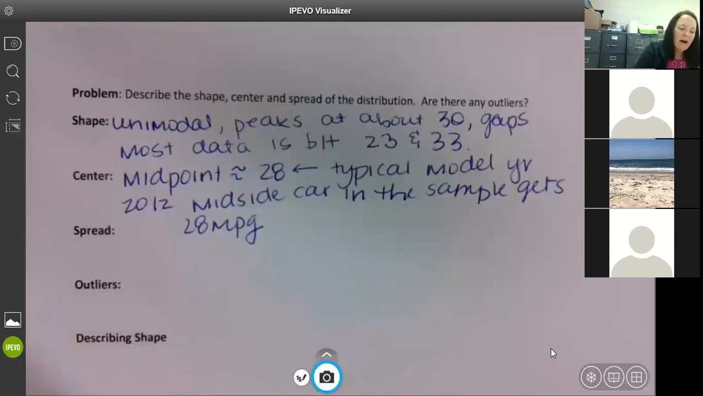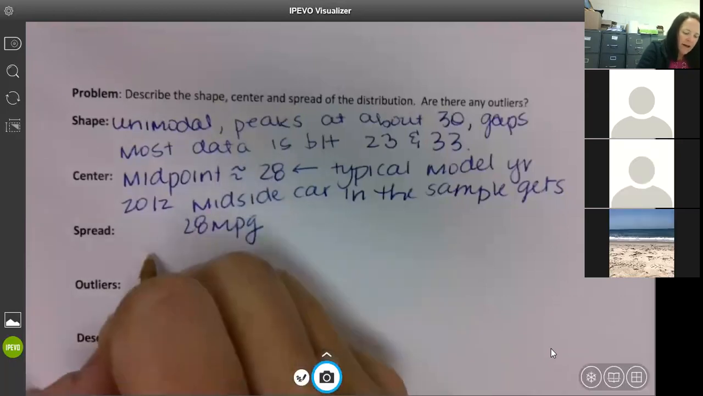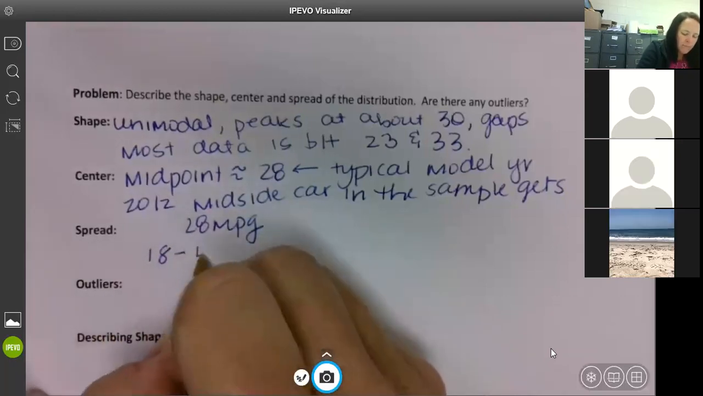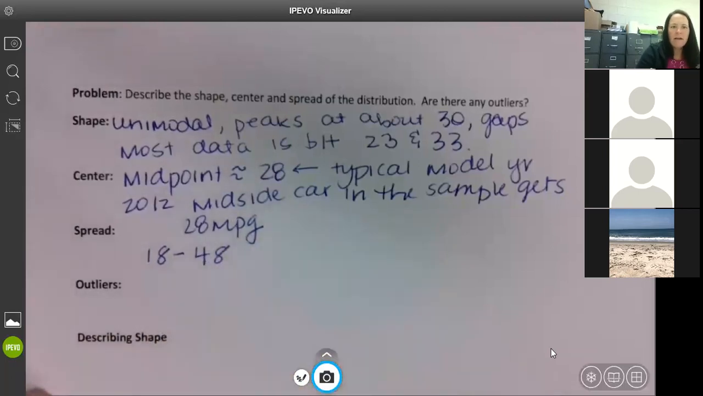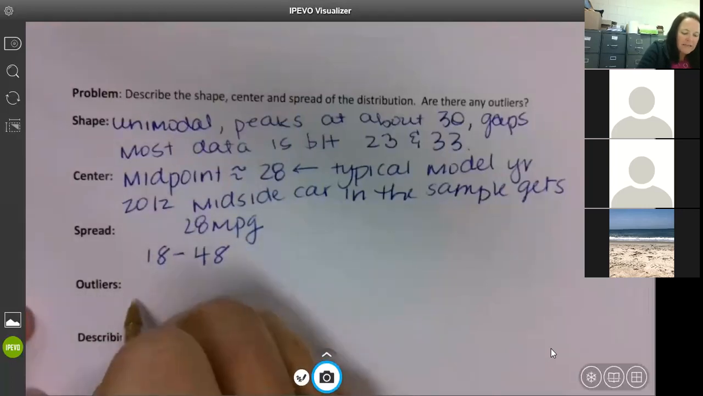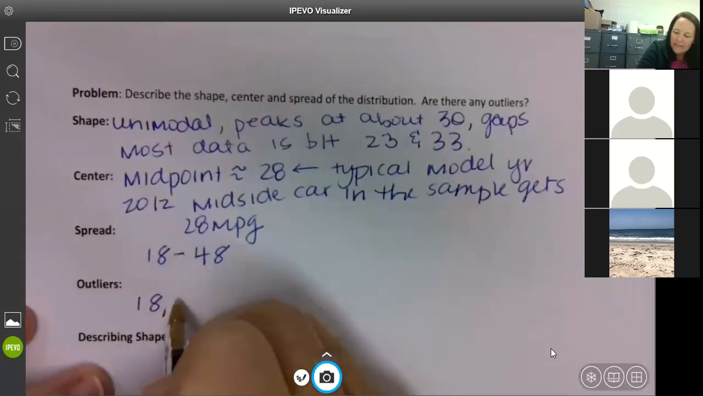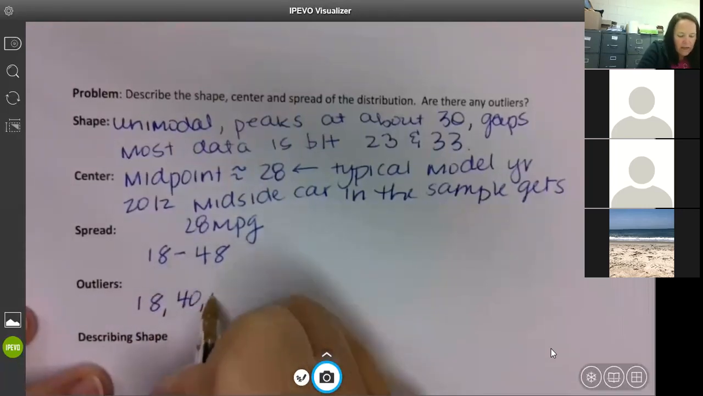What is your spread? How far did the data spread? You can look at the chart and figure that out. You don't need the graph. So look at the chart. How far did it spread? What's your smallest? 18. What's your highest? 48. That's it. 18 to 48 is your spread. And you said there's probably some possible outliers on either end, and those outliers were 18, 40, and 48.